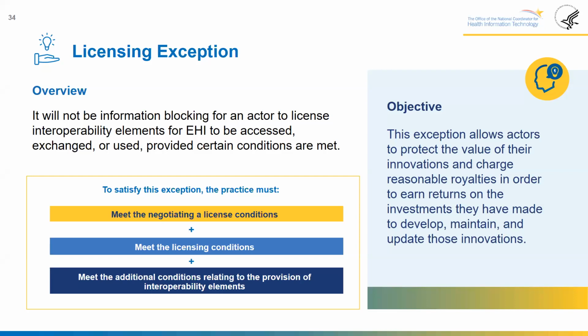There's provisions for non-discriminatory terms, collateral terms, and non-disclosure agreements. Additionally, there's some other conditions as well that you can see at the bottom of your screen in the dark blue relating to the provision of interoperability elements. So with that, I've reached the end of my part of the talk, and I'm going to turn it over to Elise to take us home.